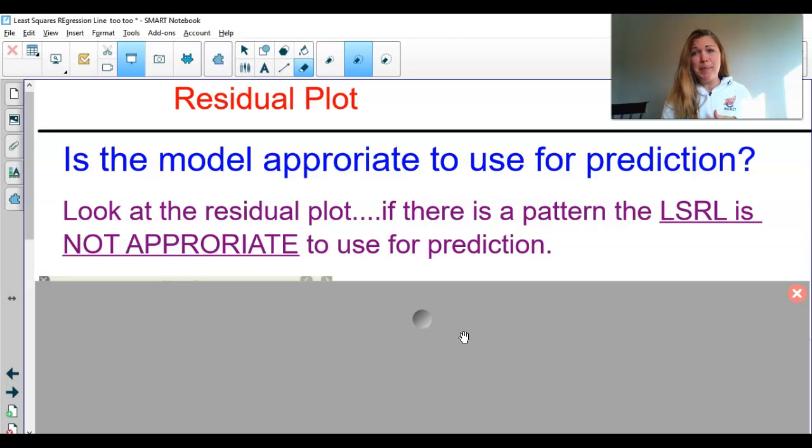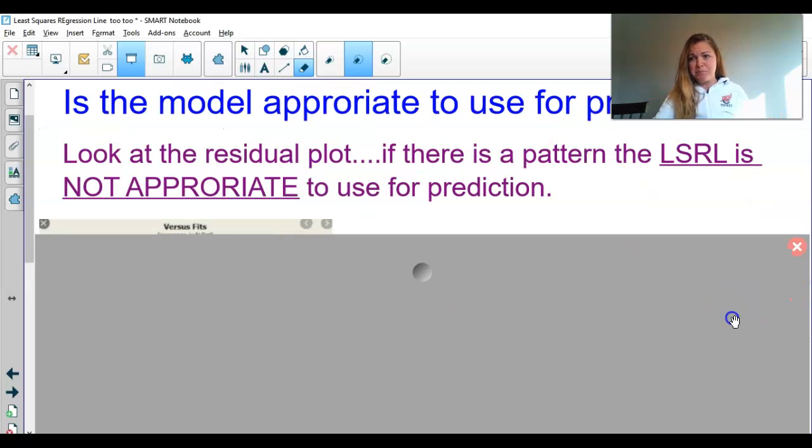Now, you're probably wondering, what does this look like if it's a bad residual plot? What does it look like if it's a good residual plot? How am I going to know? Let me show you some examples right now.